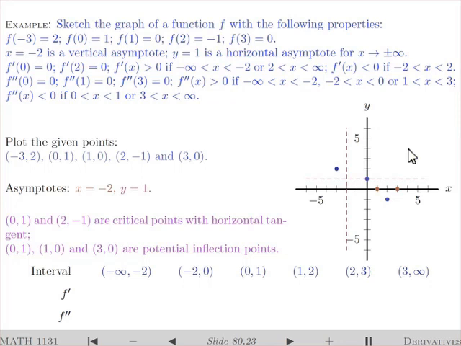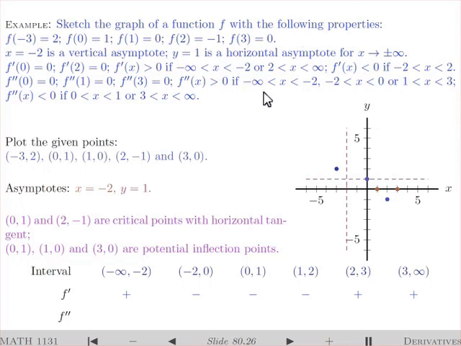Now let's put the signs of f prime and f double prime in this table. So we start with f prime. F prime is positive from -infinity to -2. That's the first interval. It's also positive from 2 to infinity. That is from 2 to 3 as well as from 3 to infinity, the last two intervals. F prime is negative from -2 to 2. So from -2 all the way to 2, so all those three intervals. What about f double prime?